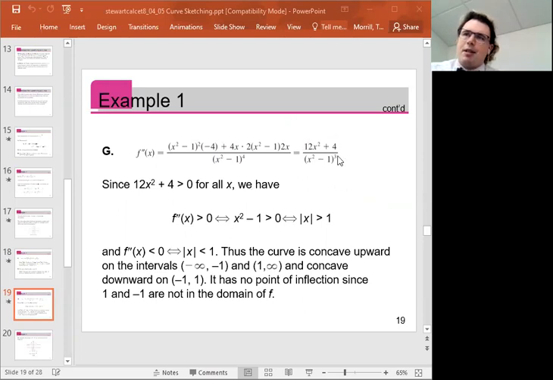Where is this positive and where is this negative? Well, that numerator is always going to be positive. The denominator will be positive or negative depending on, well, if x squared minus 1 is positive, the denominator will be positive. And if x squared minus 1 is negative, then the denominator will be negative. So it all comes down to whether or not x is greater than 1 in absolute value. So it will be concave upward as long as the absolute value of x is greater than 1, concave downward as long as the absolute value of x is less than 1.